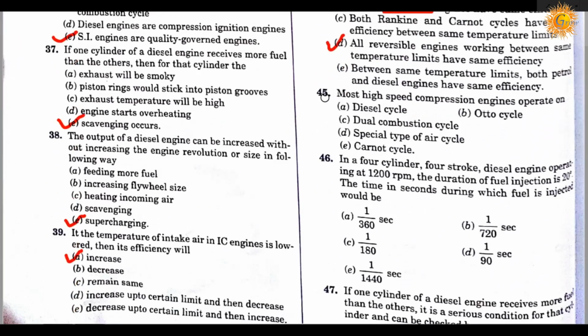Question number 45. Most high speed compression engines operate on: option A, diesel cycle; option B, Otto cycle; option C, dual combustion cycle; option D, special type of air cycle; option E, Carnot cycle. So the correct answer is C, the dual combustion cycle.